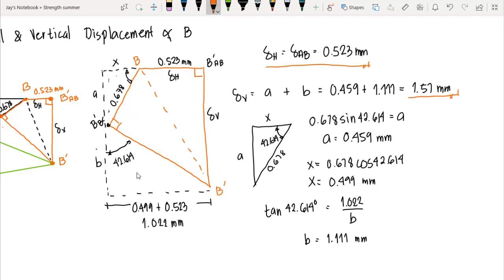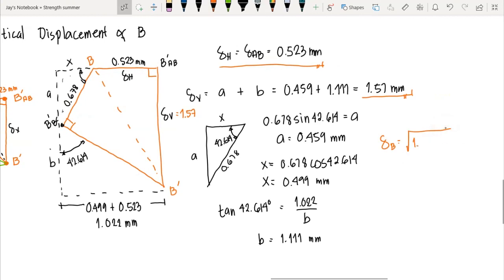Okay, so we have here 1.57 millimeter. Now to compute for the total deformation, you just need the square root of 1.57 squared plus 0.523 squared. Pythagorean theorem. So the total deformation of B is equal to 1.655 millimeter. But since the problem only asks for the horizontal and vertical displacement, our answer would be this one and this one. So these are the vertical and the horizontal displacement of B.